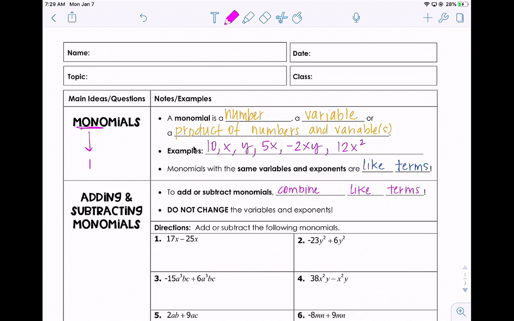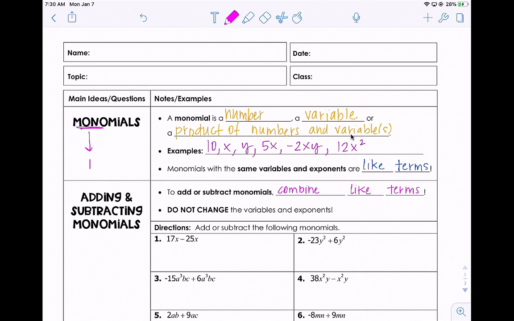So I wrote some examples here. 10 is a monomial. It's one number. X is one variable. Y is one variable. 5x is even a monomial, and I know that there are two pieces there, but because they're being multiplied, that is considered one term. So when they're attached by multiplication, that's one term. So this is a monomial. Same thing for here. This is also a monomial. So negative 2xy is a monomial because it's all attached by multiplication. So that's one single term.